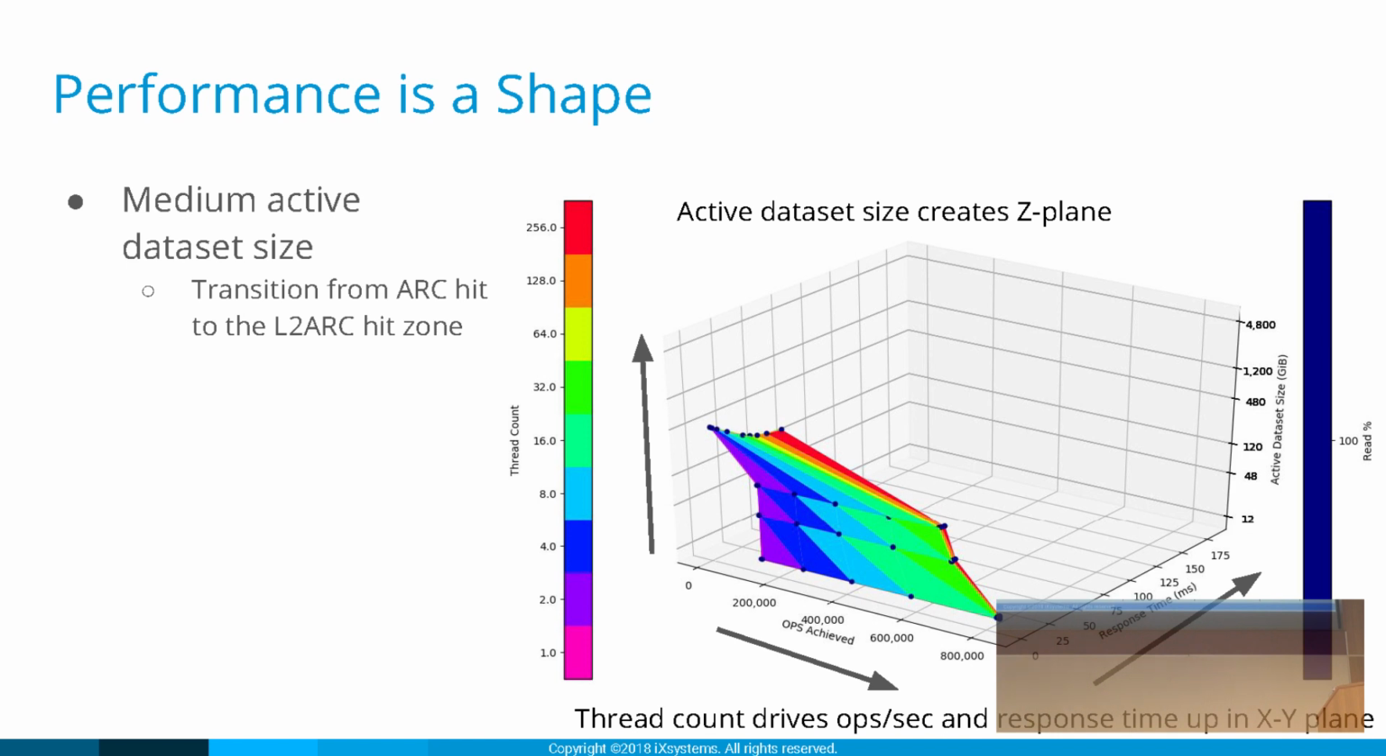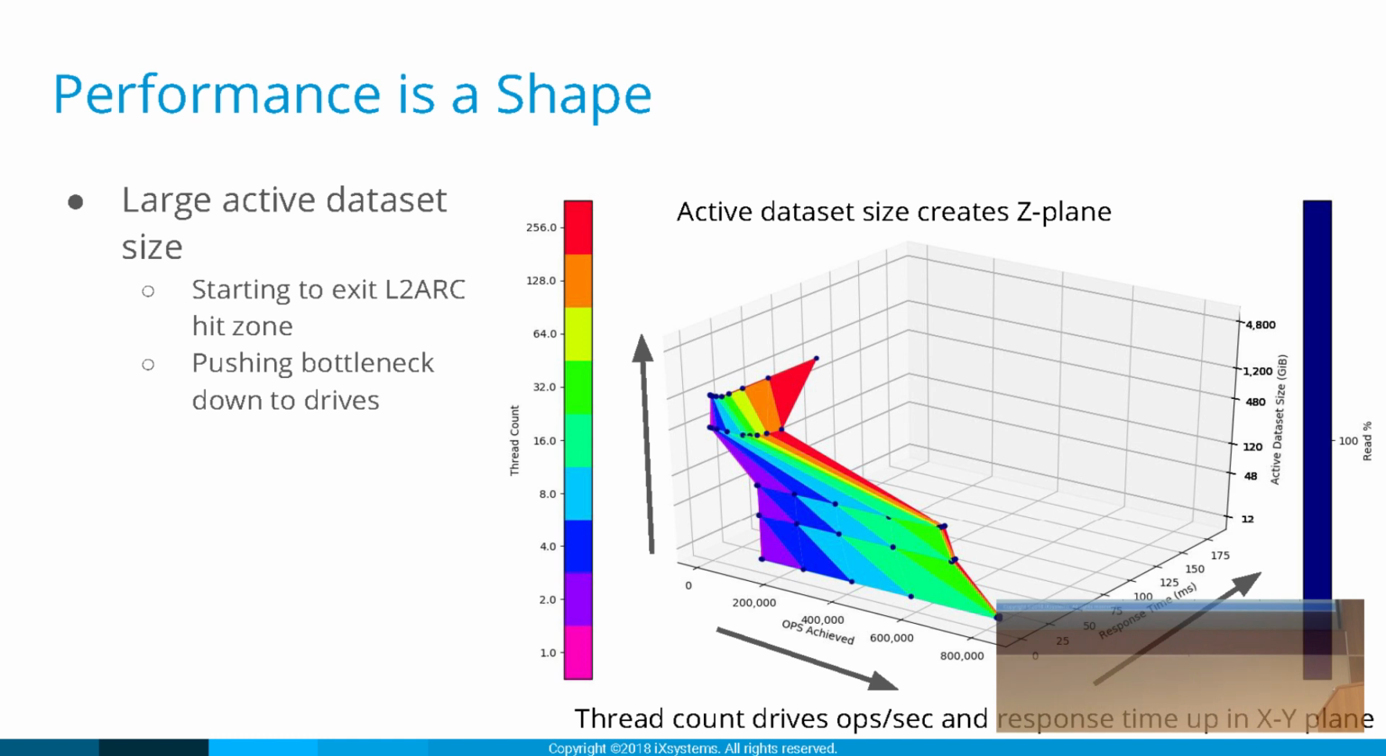So let's step up to that big jog in the shape that we saw. So this is a medium active data set size. In this case, it's the transition from the ARC hit zone to the L2ARC hit zone. So we can see in this case, we're no longer in main memory. We're actually hitting a normal storage device. So we're seeing fewer ops per second out of the whole system, and we're seeing an increase in response time. But it's not that dramatic. We're still on a pretty fast storage device.